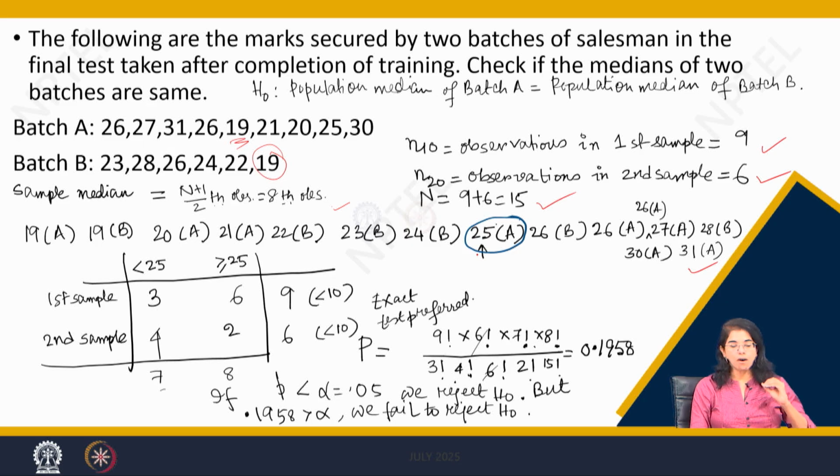Now on the basis of this 25, let us write the two-way table. How many observations from the first sample are less than 25? How many observations from the second sample are less than 25? Similarly, how many are bigger than 25? So bigger than 25. Is there a 25? Yes, 25 is there. But here I haven't dropped that exact 25 observation.